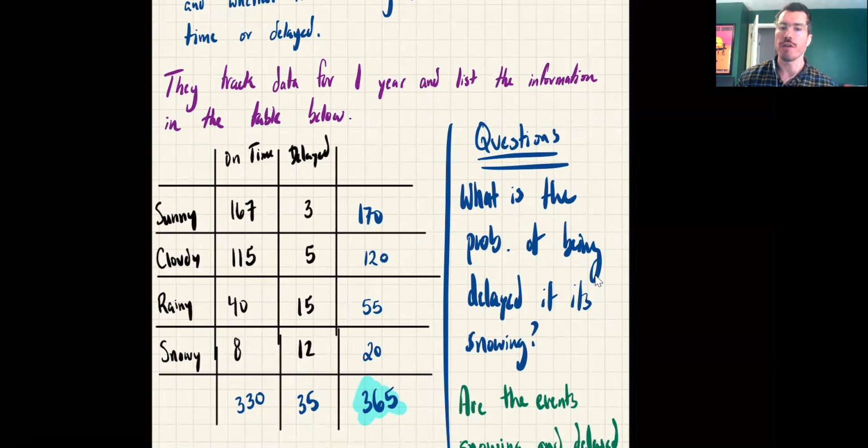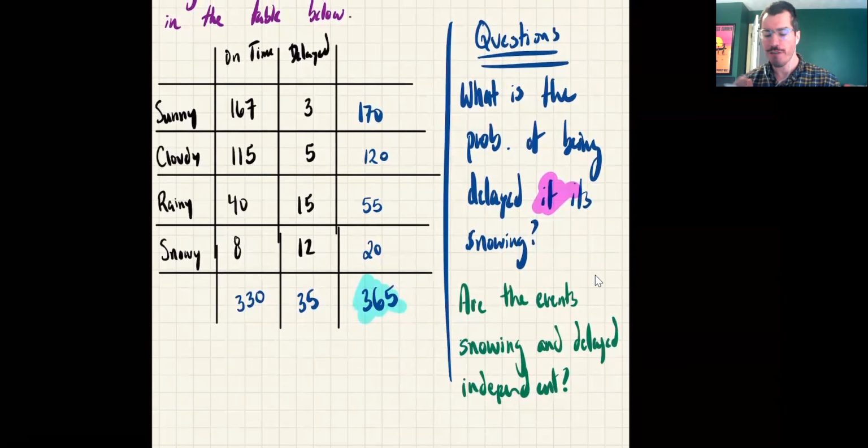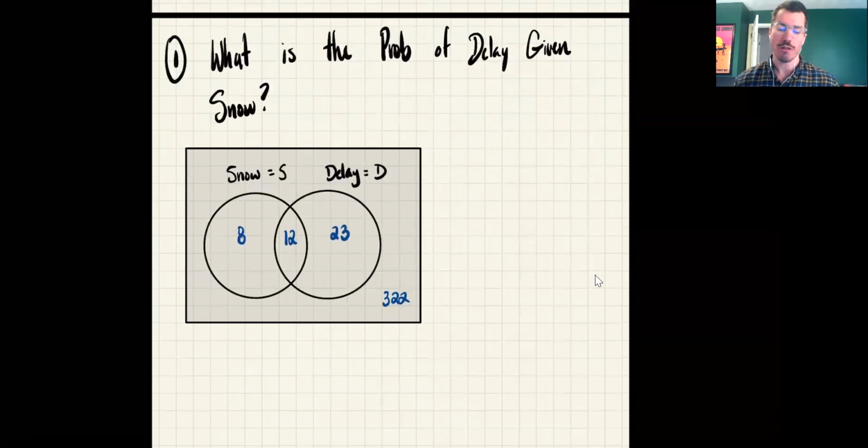And the question for this video is, what is the probability of being delayed if it is snowing? And a key word here is that "if," getting us to the idea of conditional probability. And the second question being, are the events snowing and delayed independent of one another? So let's take a look at what those two concepts mean. For our first question, okay, what's the probability of a delay given snow?